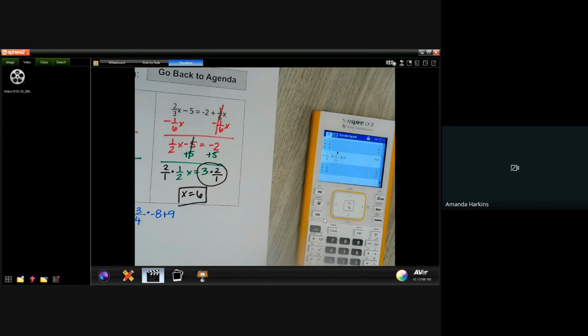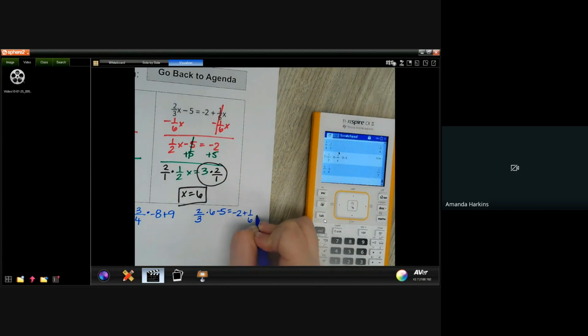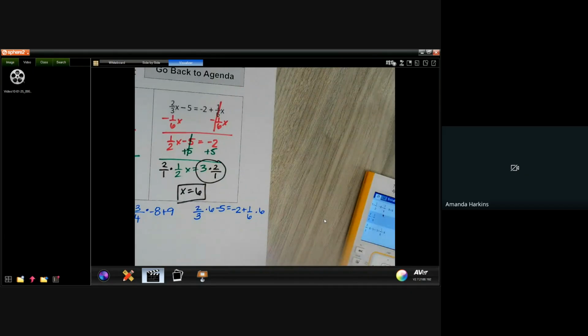I can go ahead and check that in my calculator. So 2 over 3 times 6 minus 5 equals negative 2 plus 1 over 6 times 6. And that is true, so we did it correct.